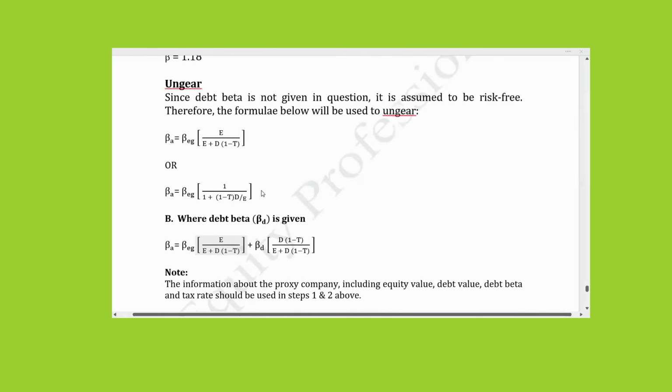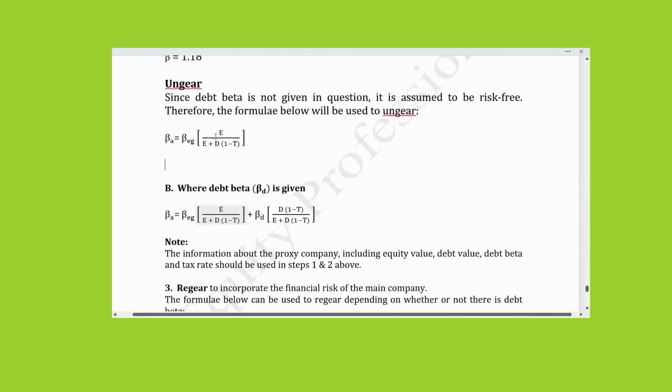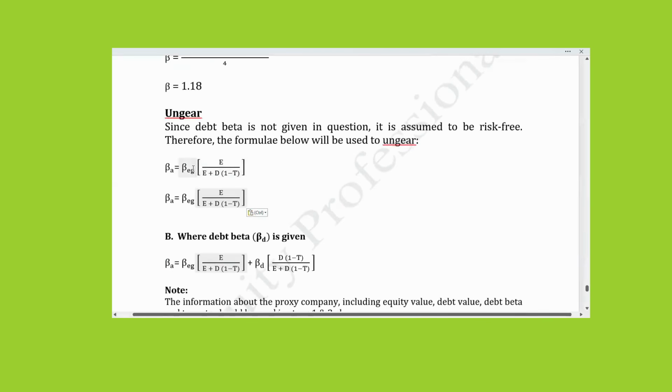All right. So let's just use any one of them. Anyone we use, we are good. Let me remove this. So let's use the first one. Therefore, I will then go to the question. The beta we have identified in step 1 is 1.18. Then I need equity value as well as debt value and tax rates of the proxy company. So I need to go and calculate it.